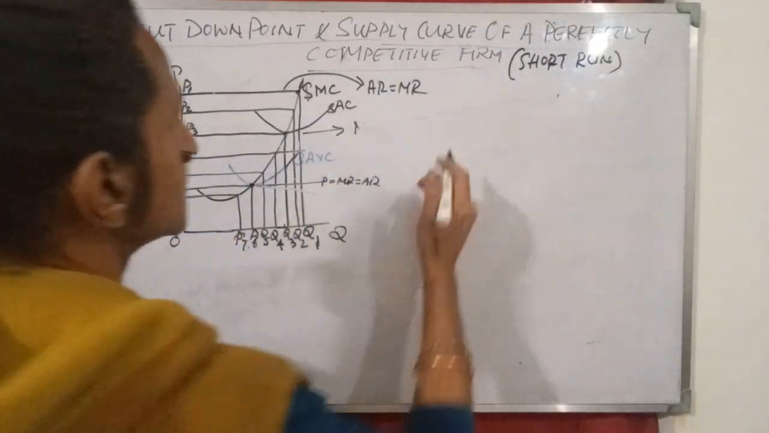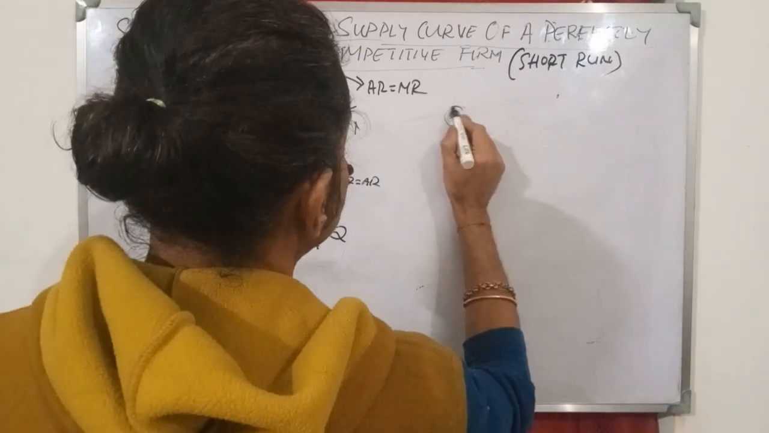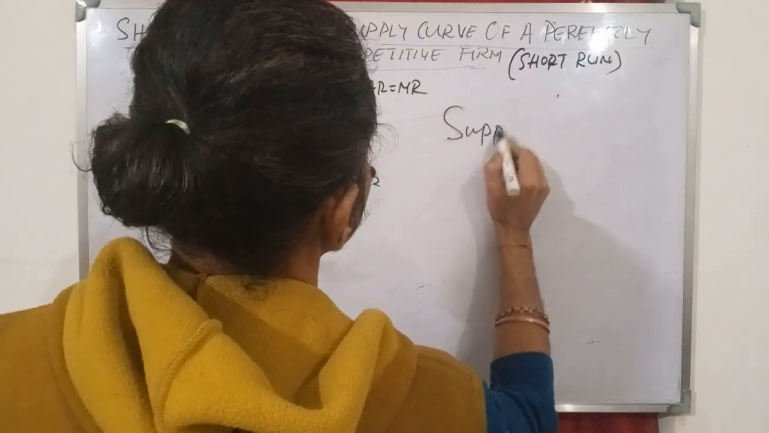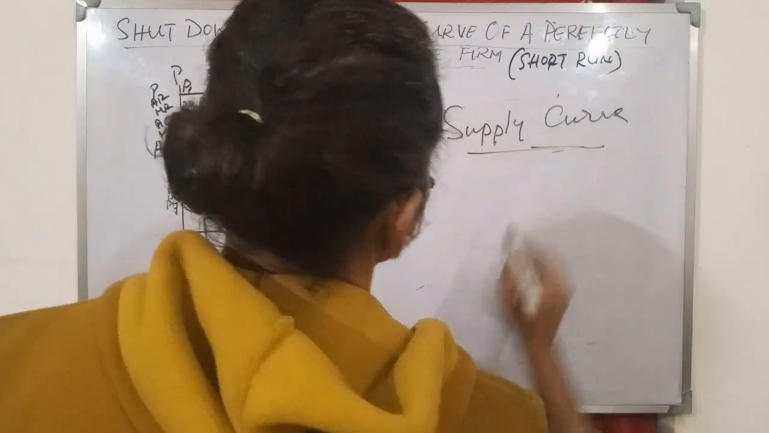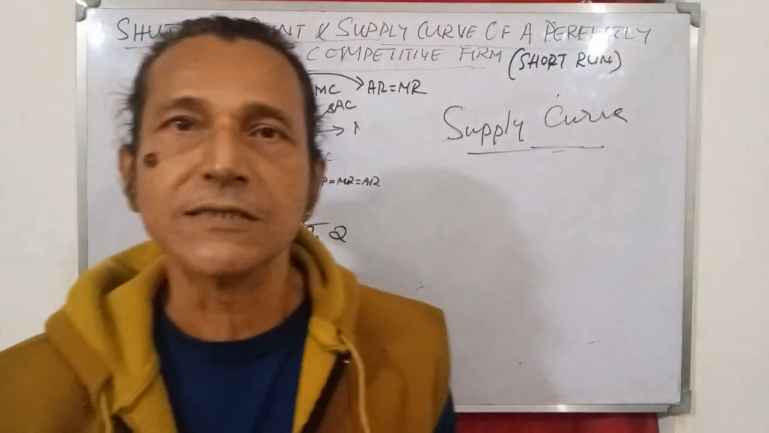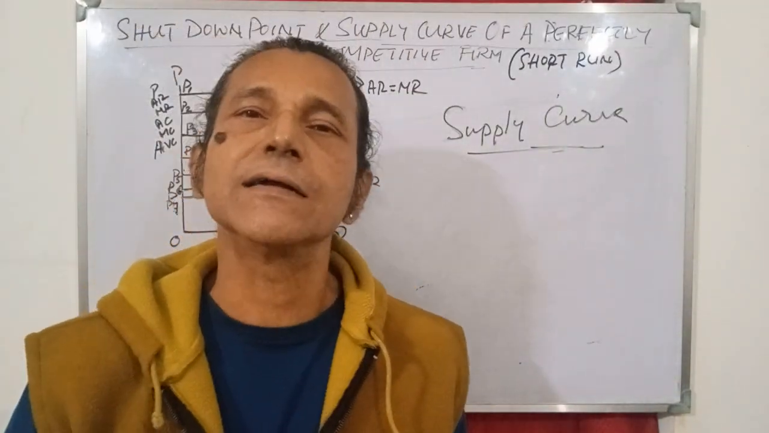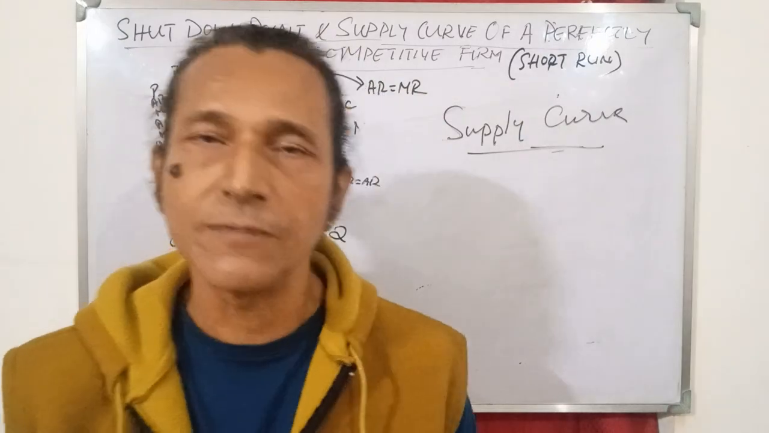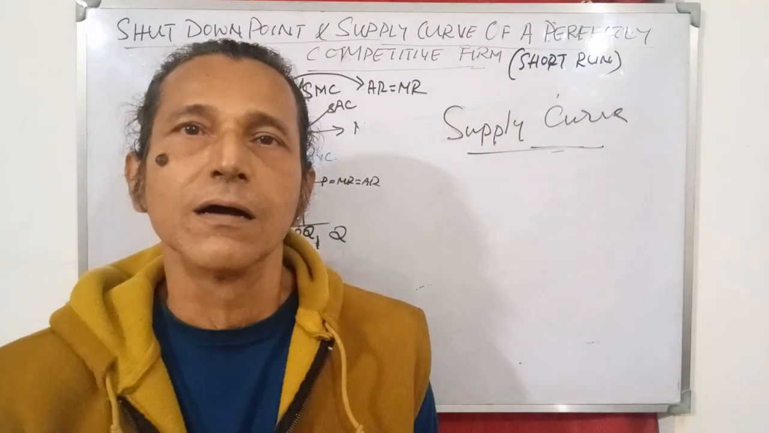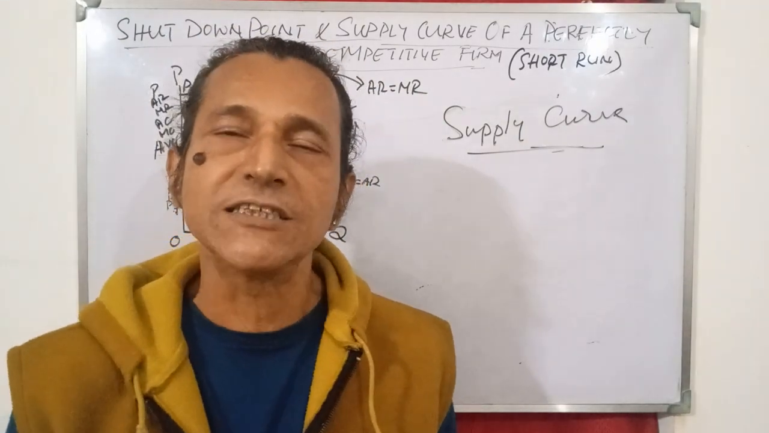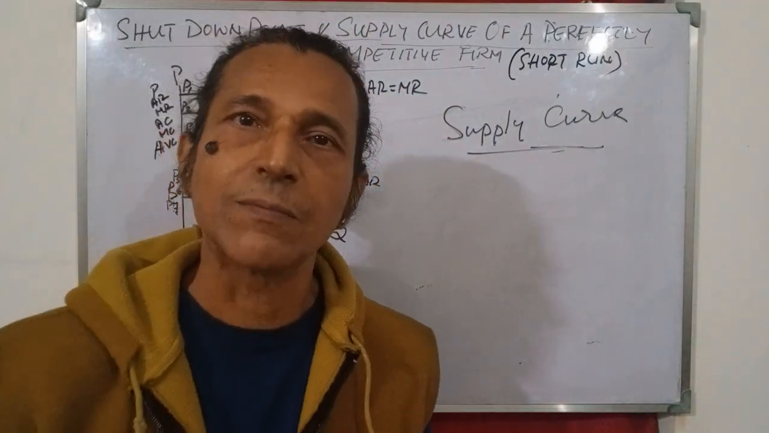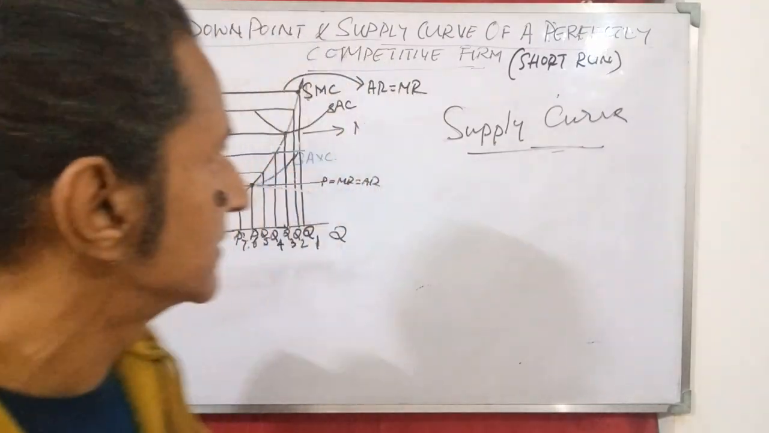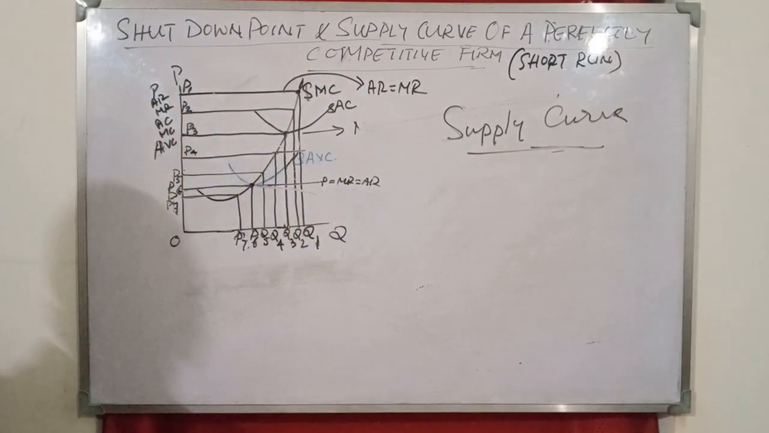Now I would discuss which is the supply curve. We know that supply is a function of price and other non-price determinants as well. But supply varies directly with price. When price increases, supply increases. Right?